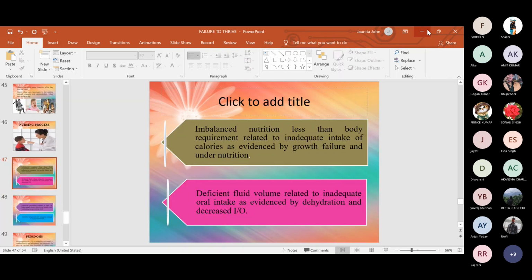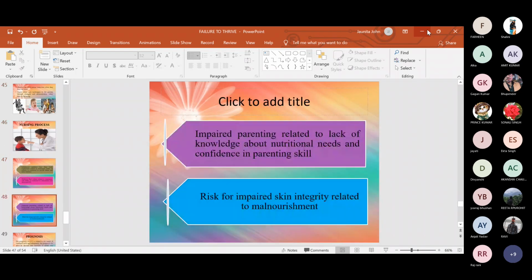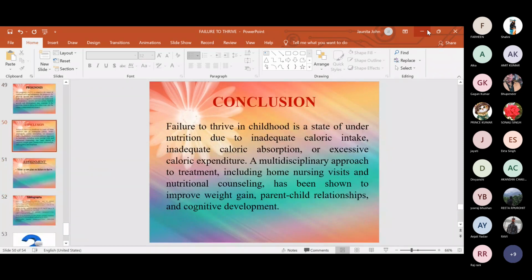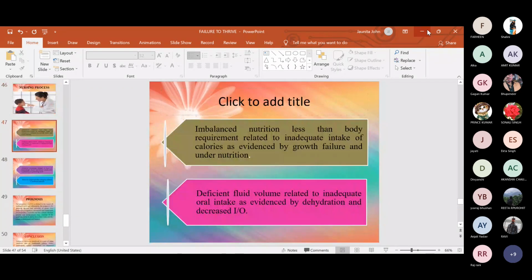Last is about the nursing process. For this I had given an assignment, but still we will see just the diagnosis. First is imbalanced nutrition less than the body requirement, related to inadequate intake of calories as evidenced by growth failure and undernutrition. This I had written on my own. If you want, you can modify it and write on your own as well.